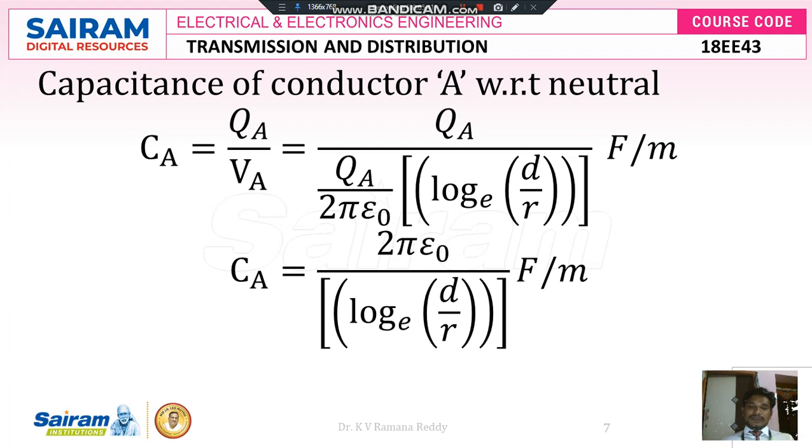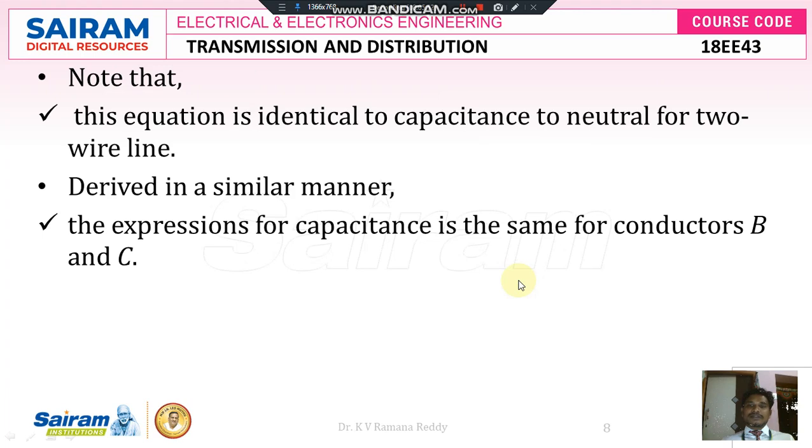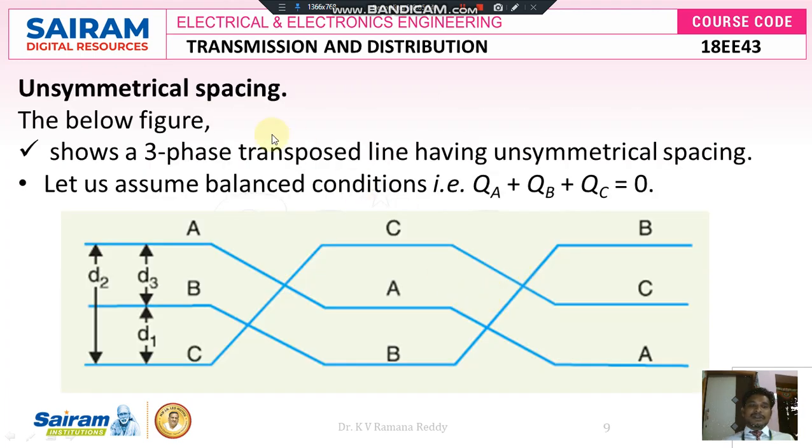So for conductor B, the same formula becomes CB is equal to 2 pi epsilon naught divided by ln of d by r farads per meter. CC is equal, same equation, 2 pi epsilon naught divided by ln of d by r farads per meter. Now, I am going to discuss the same concept for unsymmetrical spacing.